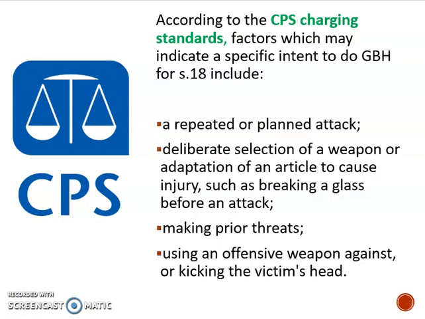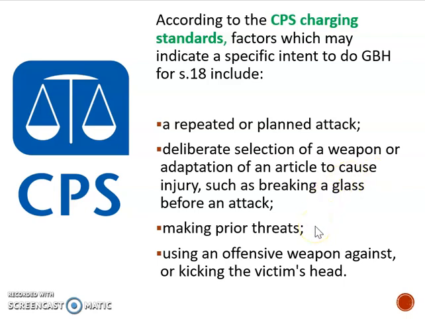The CPS have what are called charging standards, where they give some guidance as to the sorts of things that indicate that it's more likely to be a Section 18 rather than a Section 20. So for a Section 18, things that indicate that they've got specific intent are that it's a repeated or a planned attack. They're screaming, "I'm going to kill you," as they're doing it, that sort of thing. They've selected a weapon, or maybe they've broken a glass first. Glassing someone is a classic example of a Section 18. Maybe they've made prior threats.